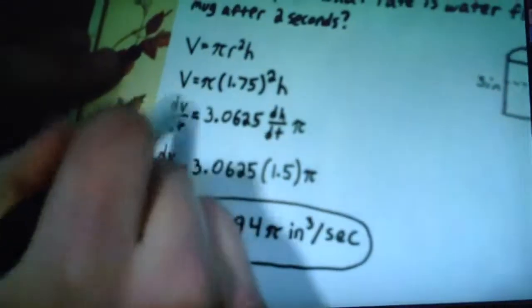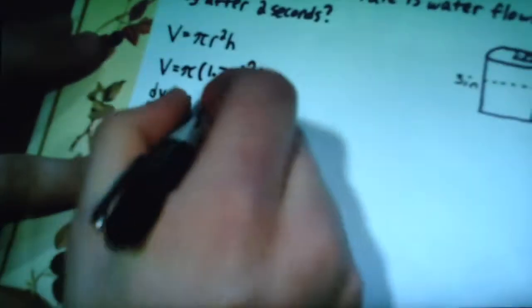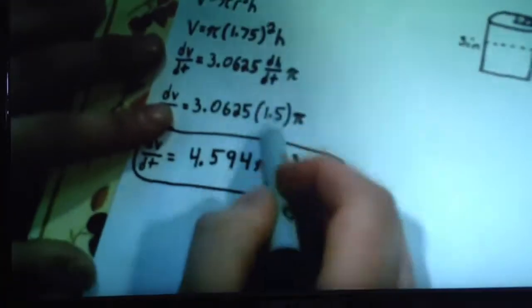So, let's do this equation, shall we? To find the volume of a cylinder, we get volume equals pi r squared times height. Then we plug in the radius of our mug, which is 1.75, and we get volume equals pi times 1.75 squared times height. We then do not differentiate the radius of the mug because it is a constant. It is not changing. So, we get dV over dt equals 3.0625, because that's what 1.75 squared is equal to. Differentiating the height, we get dH over dt times pi.